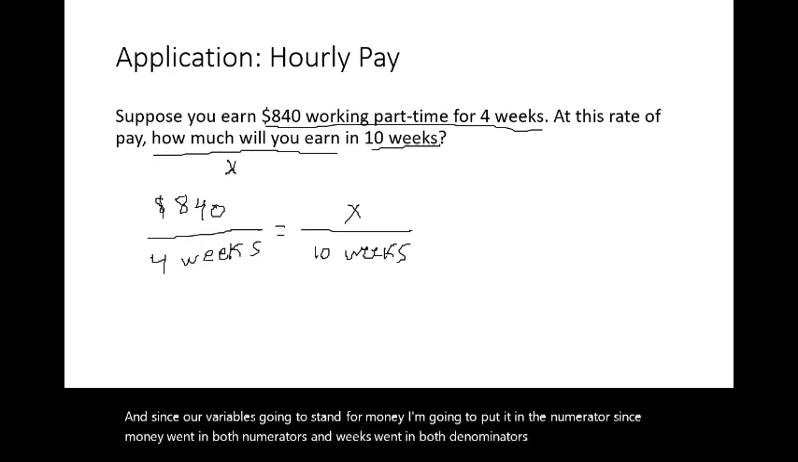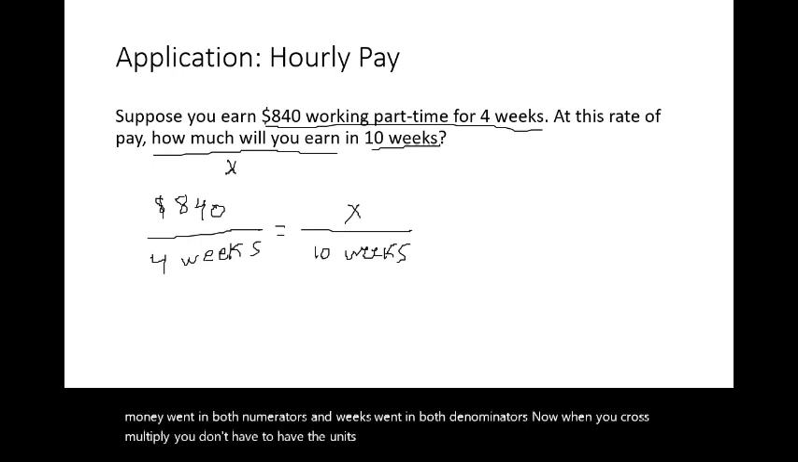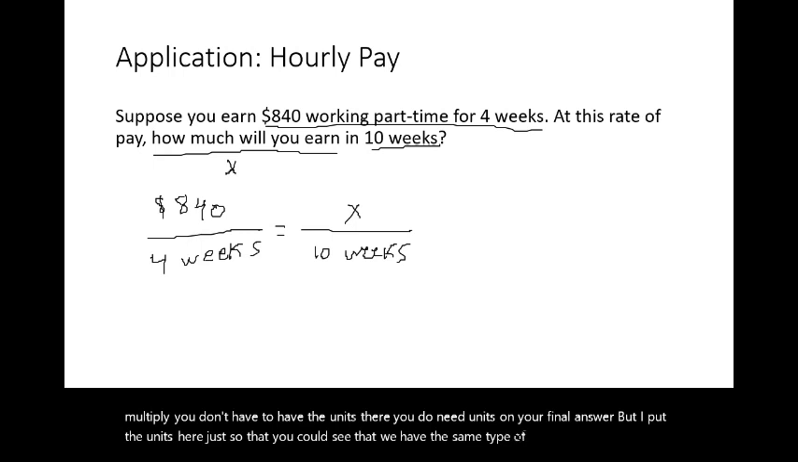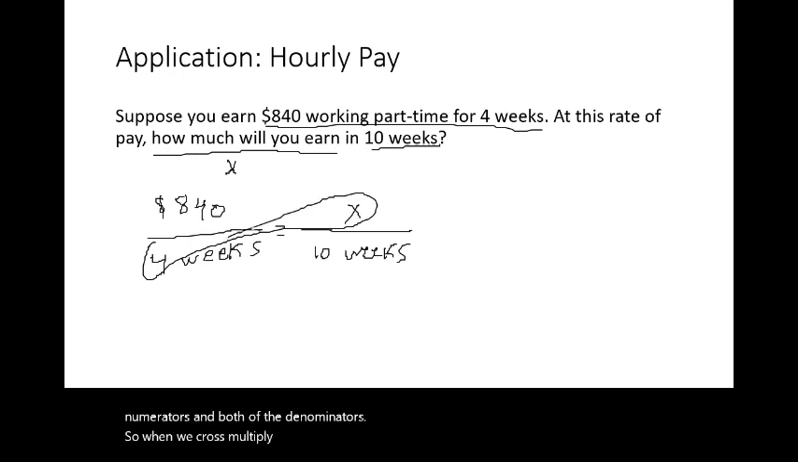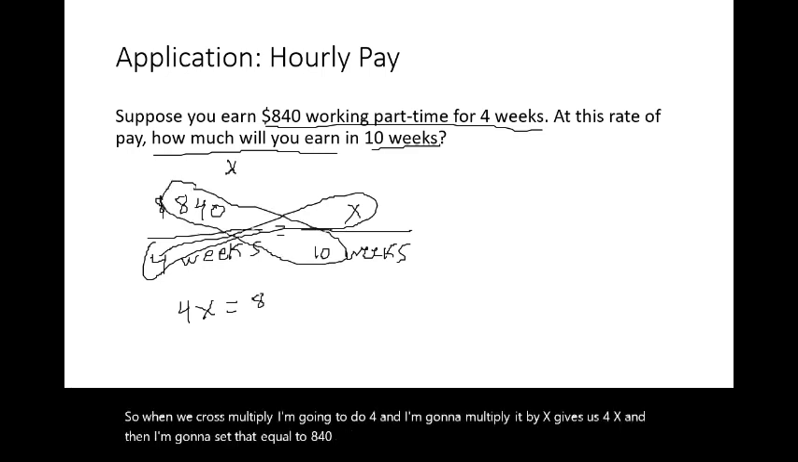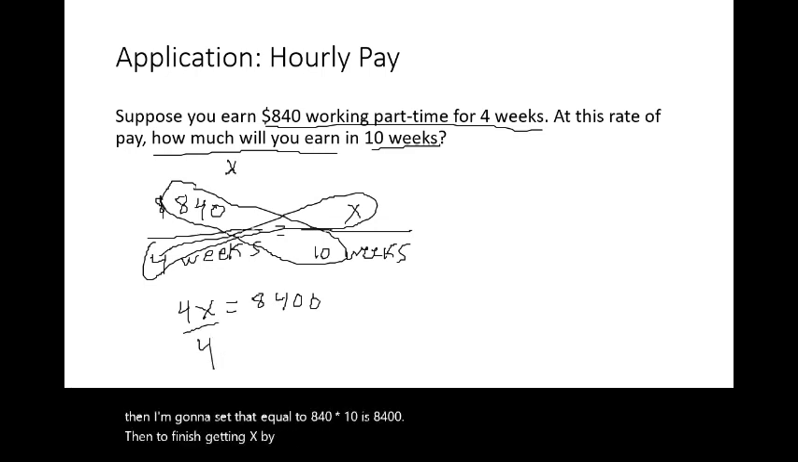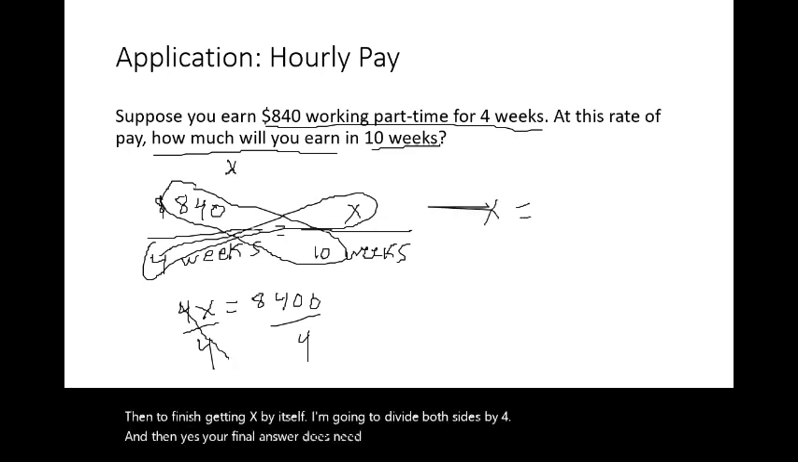Now, when you cross multiply, you don't have to have the units there. You do need units on your final answer, but I put the units here just so that you could see that we have the same type of quantities in both of the numerators and both of the denominators. So when we cross multiply, I'm going to do 4 times x, which gives us 4x. And then I'm going to set that equal to 840 times 10, which is 8,400. Then to finish getting x by itself, I'm going to divide both sides by 4. And then yes, your final answer does need units. So x is going to equal 2,100. And since this was money, you get paid $2,100.